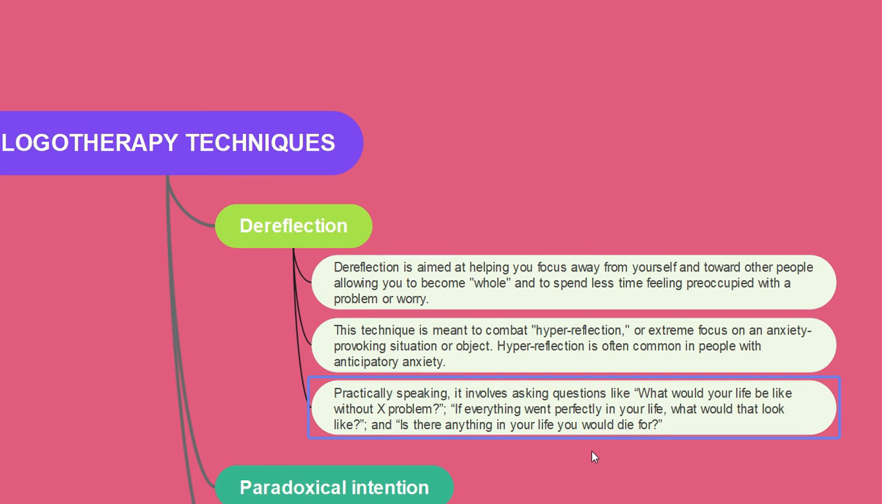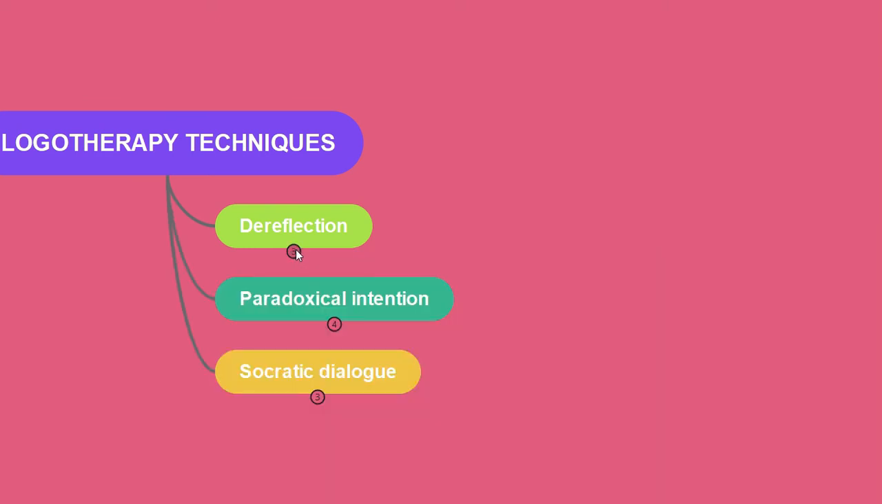When you ask such kinds of questions, you understand that there is life beyond that particular problem. There is something that is going to happen beyond this. This problem is part and parcel of your life. That is not the whole purpose of your life. When you introspect like this, when you reflect upon yourself like this, you will be able to overcome any kind of anxious feelings or problems. This is the technique of dereflection.